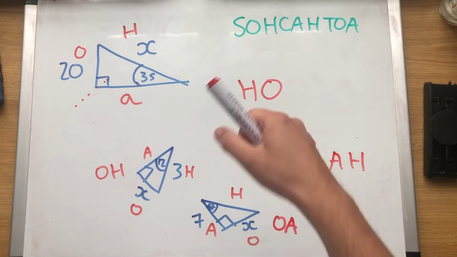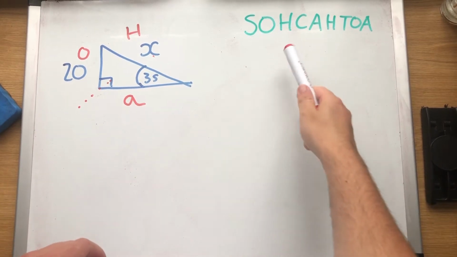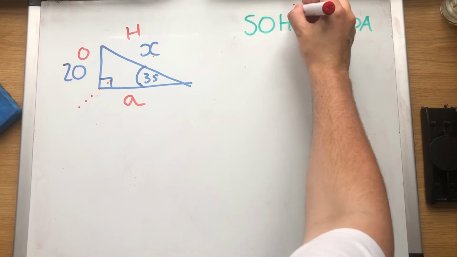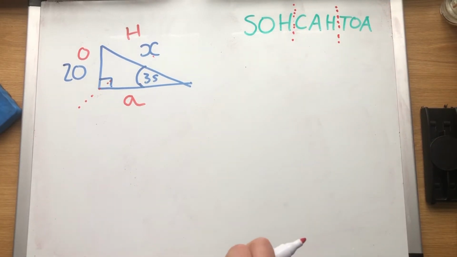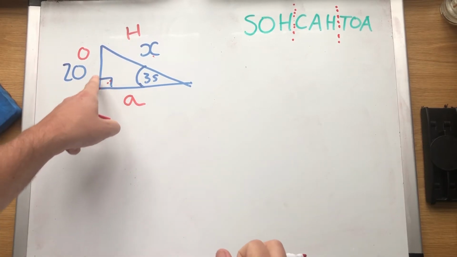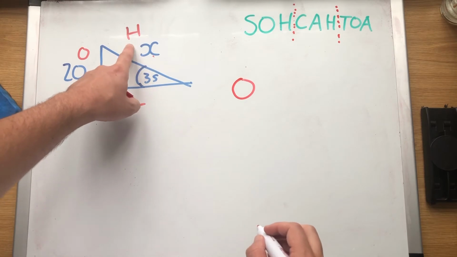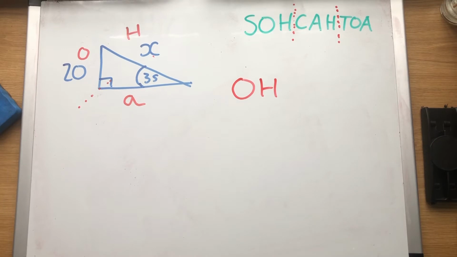Back to this question here. With this question, and with all SOHCAHTOA questions, a really important thing to know is SOHCAHTOA isn't actually one word, it's 3 words. It's SO, KA, and TOA. With this one here, we know it involves O, which is 20. We know it involves X, which is H. And so we need the part of SOHCAHTOA which has O and H in.